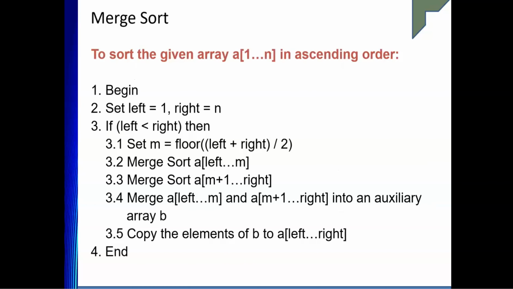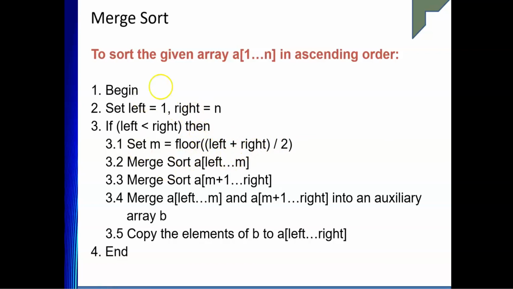Now this is how the algorithm works. Suppose it is an array from 1 to n. We take 1 as left and n as right. If left is less than right, yes, 1 is less than n, so we take m equal to floor of (left plus right) divided by 2, that is, (1 plus n) divided by 2. Floor means the lower value, and ceil means you take the upper value. For example, 3.2 will give 3 with floor.